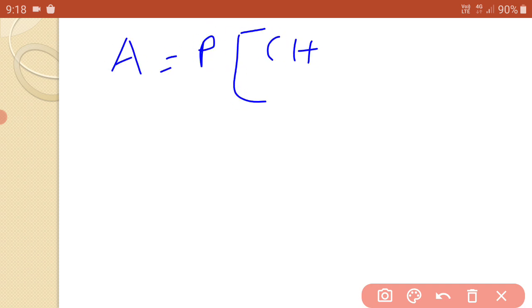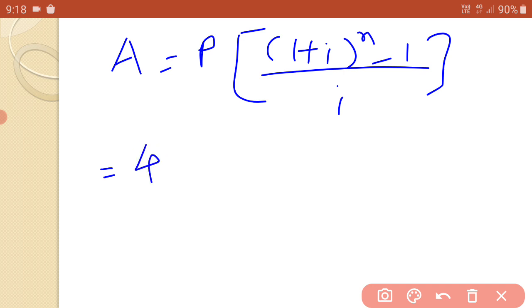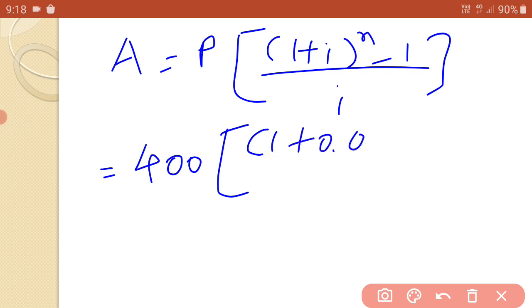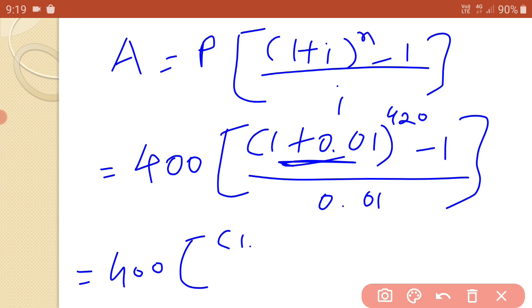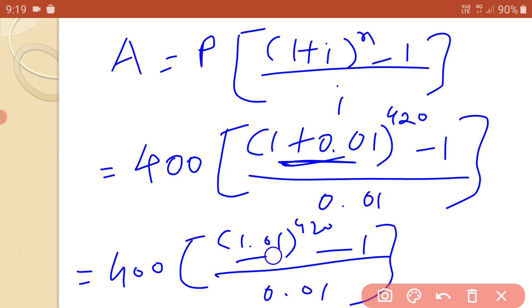After that, we apply the formula (1 plus i) raised to n minus 1 upon i. P is equal to 400, (1 plus 0.01) raised to 420 minus 1 upon 0.01, this step. After that 400 into bracket 1.01 raised to 420 minus 1 upon 0.01. Write these steps. Then the answer is available, it is given in the question.